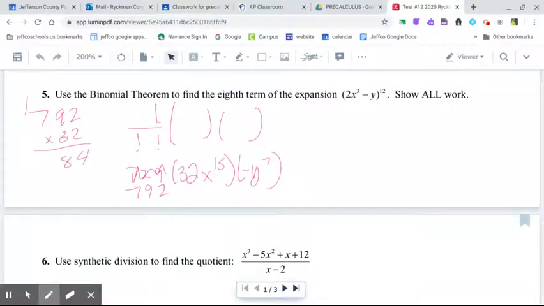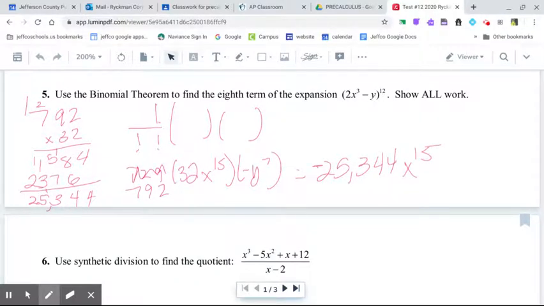4, 8, 1, 15. That seems right. And 6, 7. That seems right. So 4, 4, 1, 13, 1, 5, and 2. So 25,344 x to the 15th. It was a negative y to the 7th. All right, maybe you made the same mistake I did, which is a multiplication error.